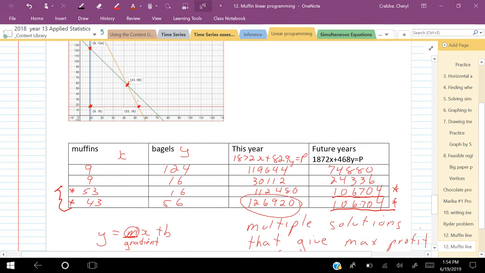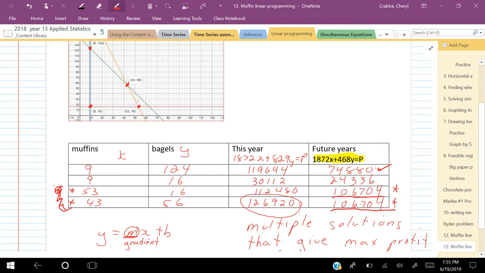Now you can organize it into a table, but you don't have to. You're just going to have to retest your vertices: 9 and 124, 9 and 16, 53 and 16, 43 and 56. You've got to stick them into the new objective function here, and we're going to get these profits. Now what you'll notice is we get this really strange thing happening. We get 2 points that are giving us the same profit. We're getting multiple solutions.